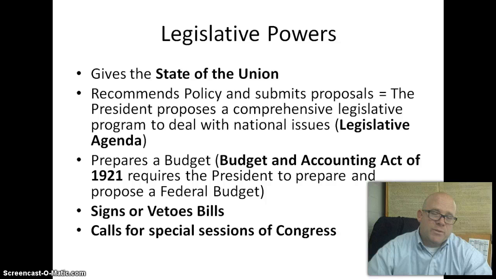All right, legislative powers. Again, the president gives the State of the Union address, and this is a constitutional requirement of the president to update Congress on an annual basis. He has the ability to recommend policy and submit proposals for laws that could be sponsored by members of Congress.